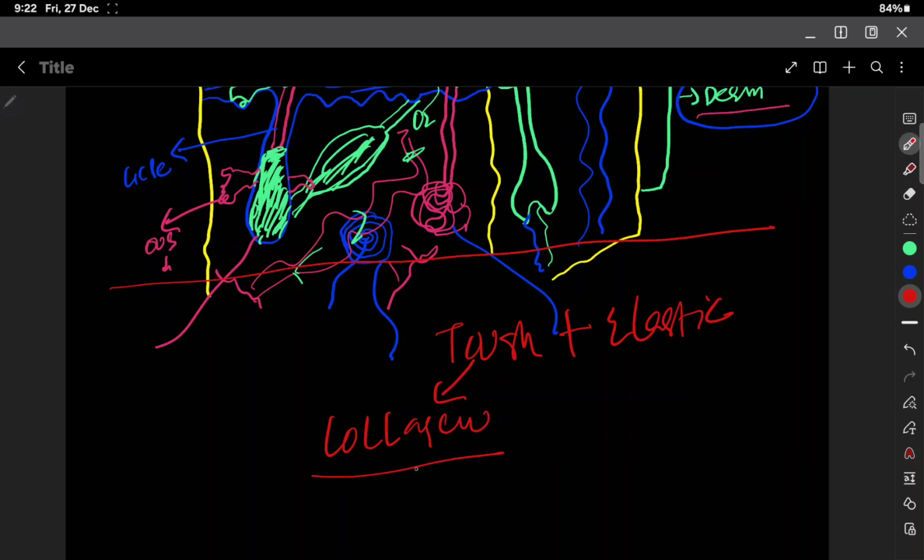Okay, and this collagen decreases with age. As your age increases, the collagen will decrease, and that's why there are wrinkles present in old people. So these wrinkles are because of the decrease in collagen with age.